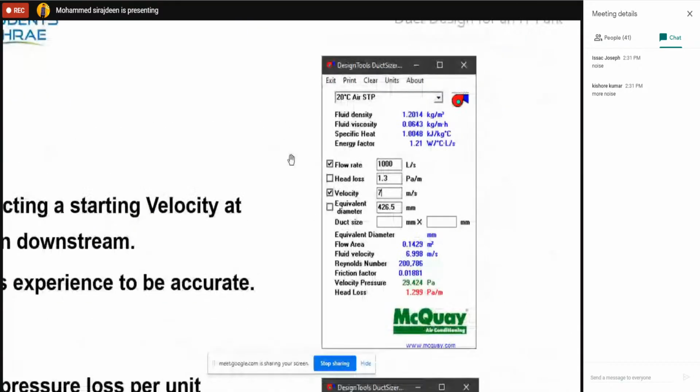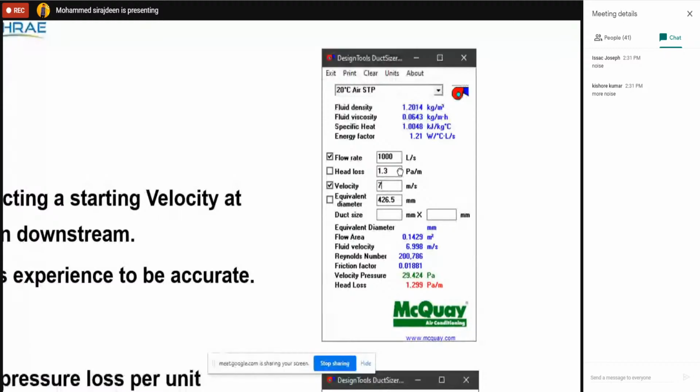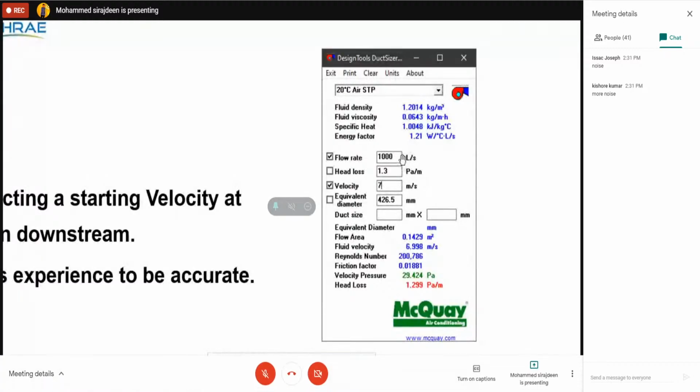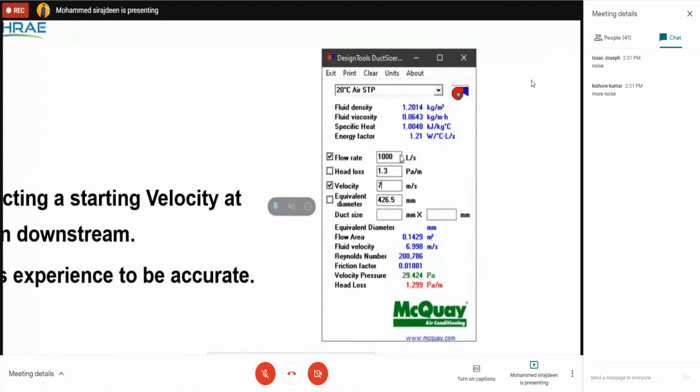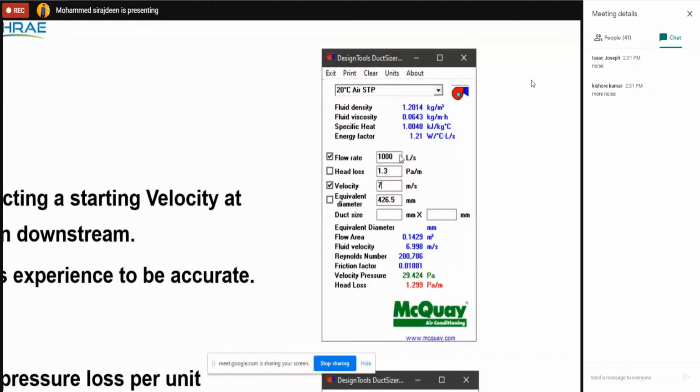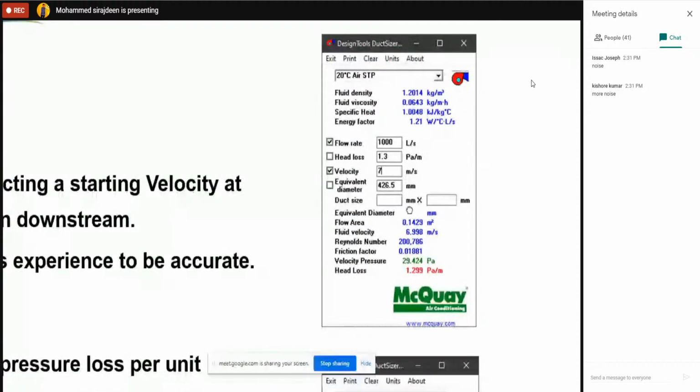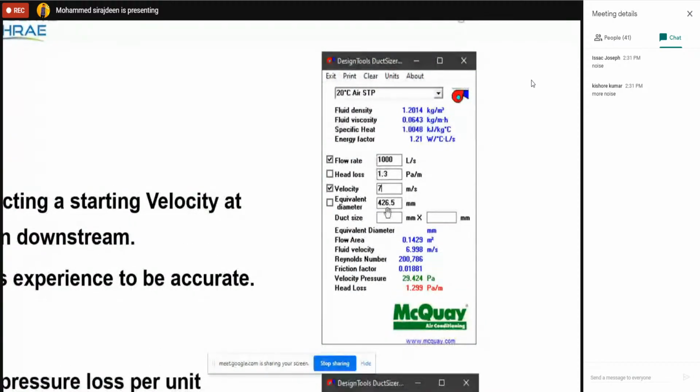For the equal friction method, suppose we are going to design for a 1000 liter per second flow rate. The flow rate is called in cubic meter per hour, cubic meter per second, liter per second, or cubic feet per minute. There are multiple units. By using this MacWay software, we can calculate in IP units or SI units.